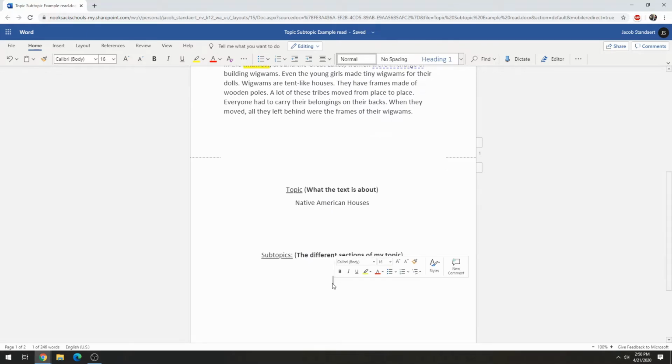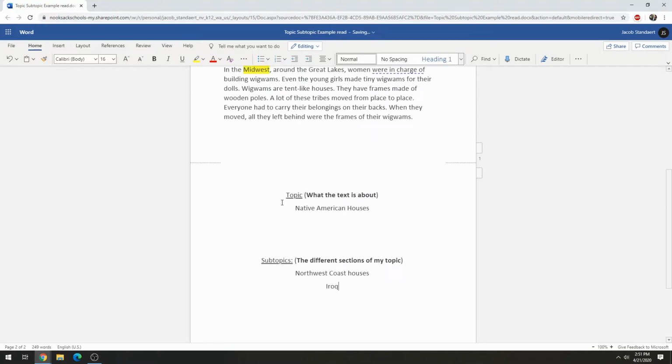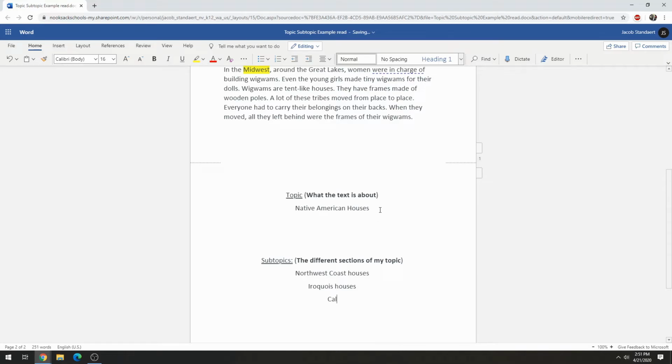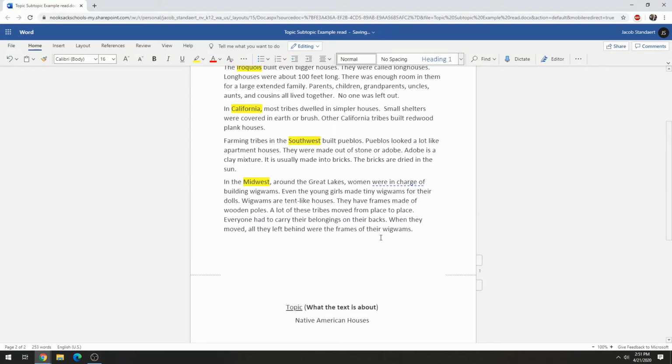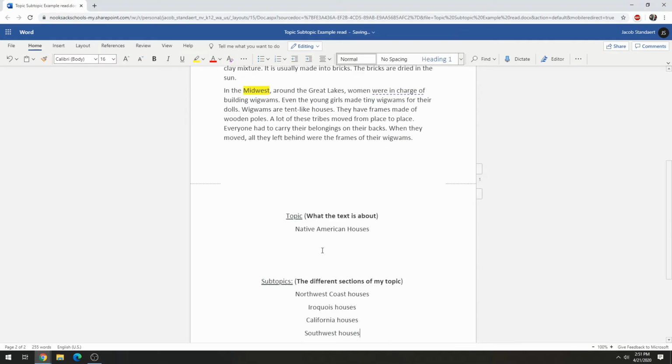So like we've got Northwest Coast, after that we've got Iroquois, after that we've got California, after that we've got Southwest, and after that we've got Midwest.